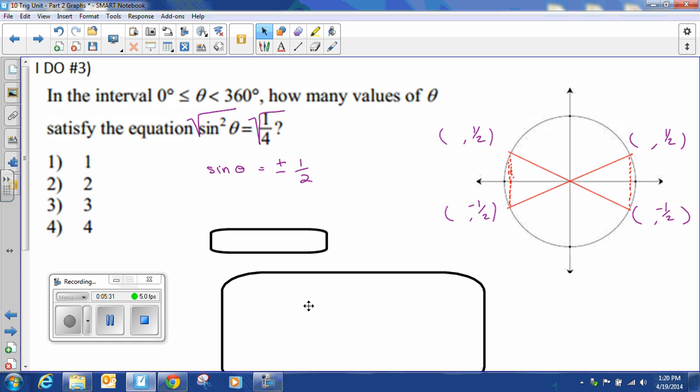And they don't actually ask for the specific angles. They just want to know how many values of theta satisfy the equation. The answer is 4.